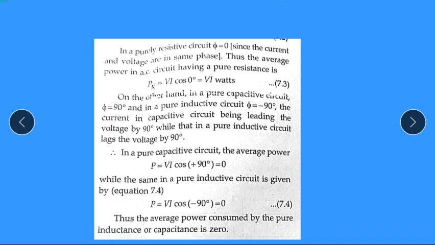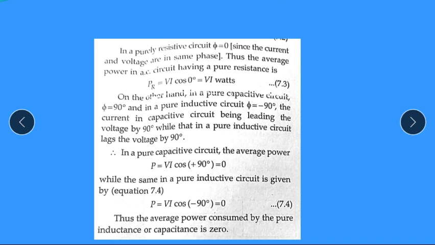Next, in a pure capacitive circuit, phi is equal to 90 degree, and in a pure inductive circuit, phi is equal to minus 90 degree. Since we know that the current in a capacitive circuit leads the voltage by 90 degree, while in a pure inductive circuit, current lags the voltage by 90 degree. So we write minus phi.